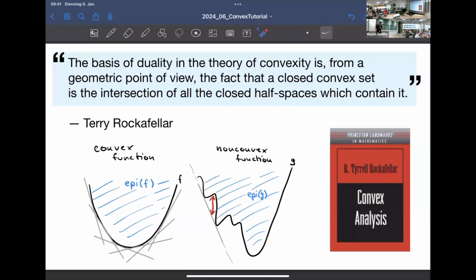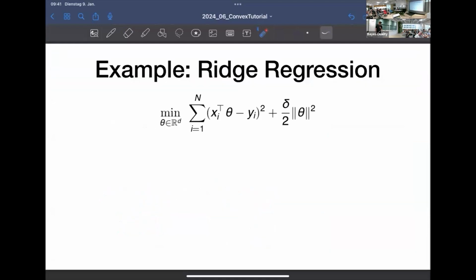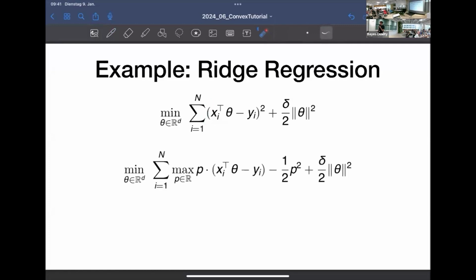Okay, so let's go back to the very simple example, ridge regression. Actually, there's a 1/2 missing. You have to imagine here a 1/2. And now we've learned how we can write our quadratic function as a maximum over linear functions. I just plug in that thing. So we've seen this on the previous slide. This is what I just calculated.